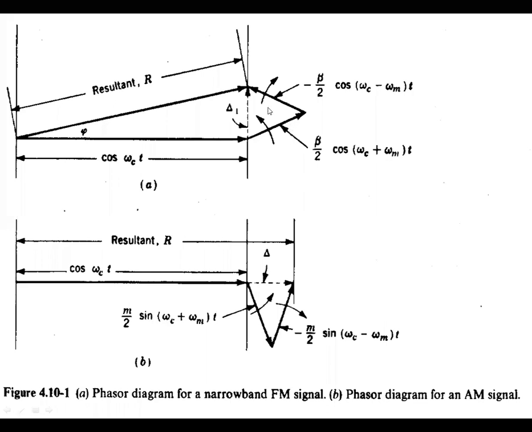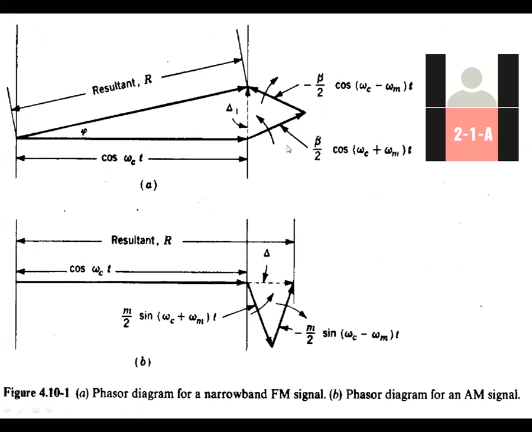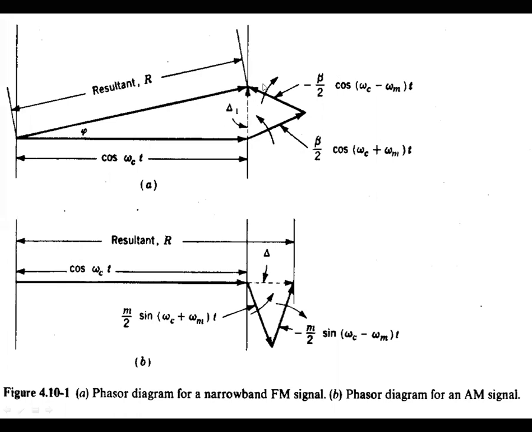One rotates in the counterclockwise direction, the other in the clockwise direction. The counterclockwise one is the upper sideband, and the other has a negative sign because it is clockwise. Now this is the resultant of the two sidebands. One is the carrier, cos omega c t, and there are two sidebands: counterclockwise beta by 2 cos (omega c plus omega m) t, and clockwise minus beta by 2 cos (omega c minus omega m) t.